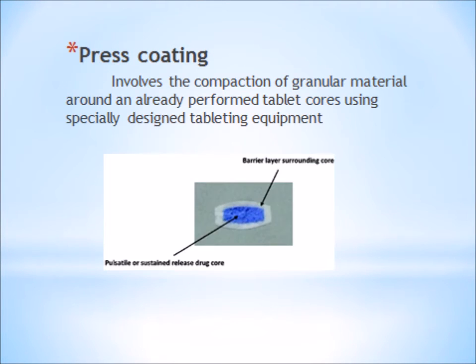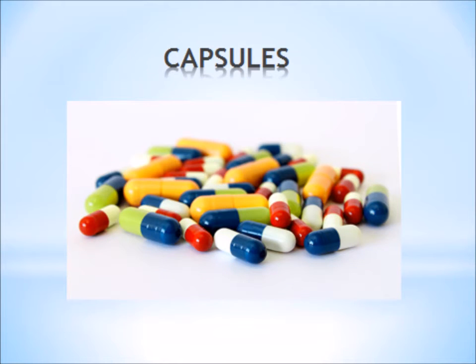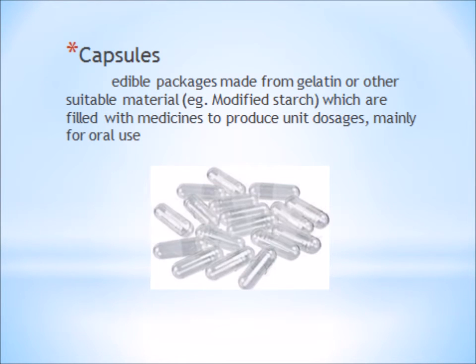Press coating. It involves the compaction of granular material around an already preformed tablet core using specially designed tableting equipment. Capsules are edible packages made from gelatin or other suitable materials such as modified starch, which are filled with medicines to produce unit dosages mainly for oral use.